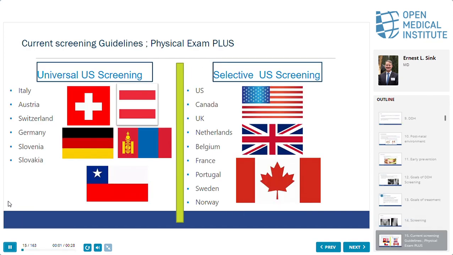So here's universal screening. It may have changed, but these countries, some of you are from. The Netherlands, Belgium, France, Portugal, Sweden, and Norway, at least at the time, still had selective ultrasound screening. So even some European countries still have selective, and England, selective ultrasound screening. I would say that the universal screening countries seem to be more advanced as far as picking it up.